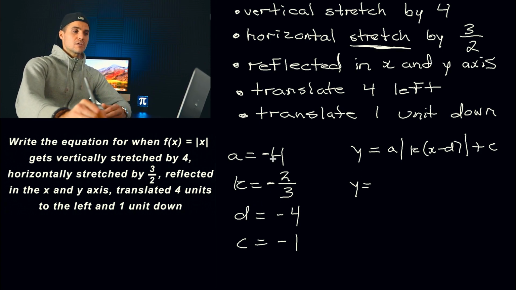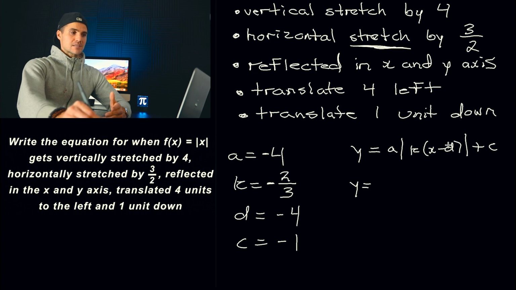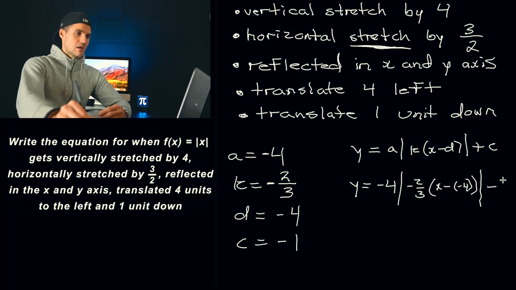Now we could have taken these and applied them to any of the parent functions, square root of x, 1/x, x squared, but in this case we're applying it to the absolute value function in particular. So we would write -4, the k value is -2/3. Now over here you've got to be careful, it's going to be x minus, in brackets, -4, we'll switch that sign in a second, and then we've got -1, like that.